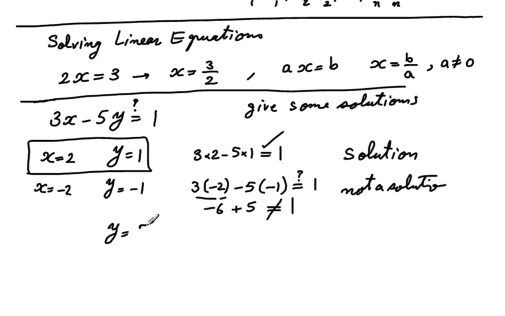Want to try what? 7? Okay, 7. And what do you get for x in that case? So 12. Let's try that. 3 times 12 minus 5 times 7 is equal to 1. Is that right? Well, yeah, that is a solution.